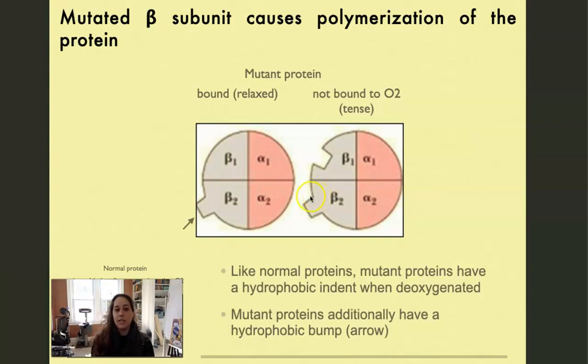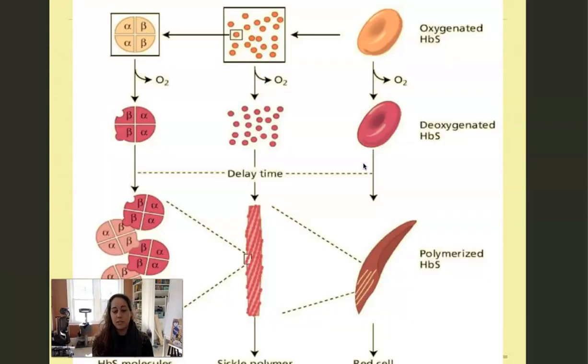which in turn is then going to cause aggregation, formation of a fibril, and it's going to lock the hemoglobin in the unbound conformation, so it's not going to bind oxygen anymore, and in addition, it's going to completely distort the red blood cell. And so that completes our lecture on hemoglobin and the mutation that causes the sickle cell condition.